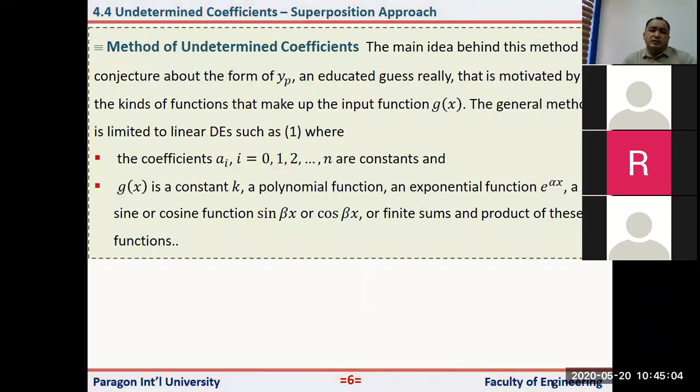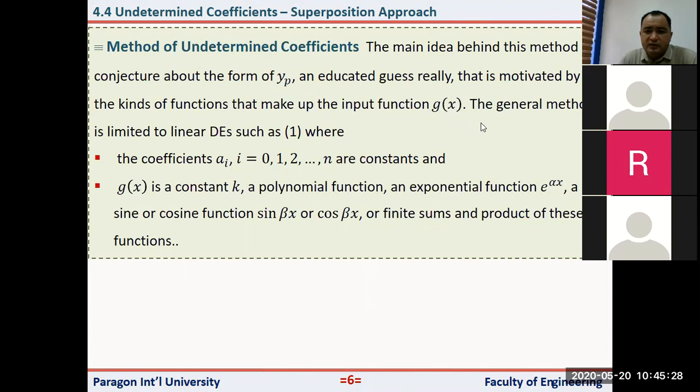All right, the method of undetermined coefficients. This is the method we are going to talk about today. The main idea behind this method is a conjecture about the form of the particular solution. To find it, we are going to make an educated guess, and that educated guess depends on the form of g of x.